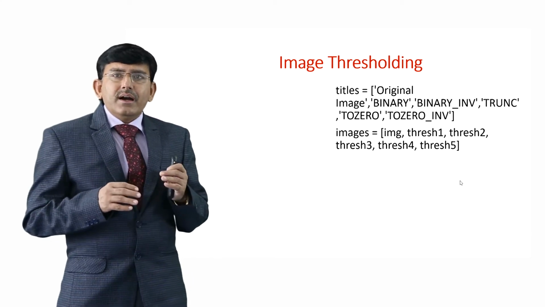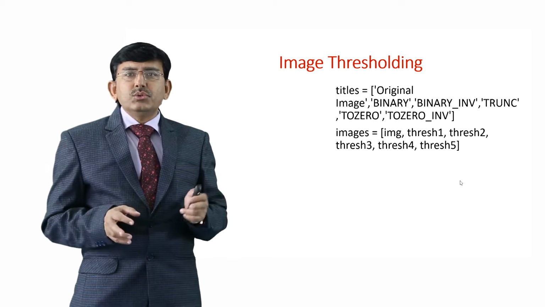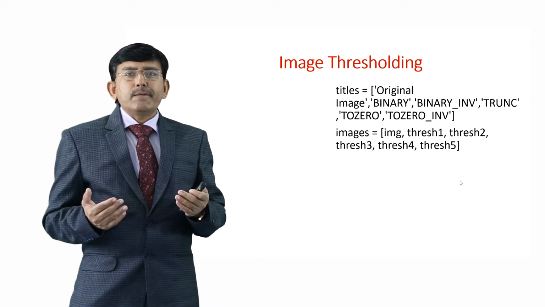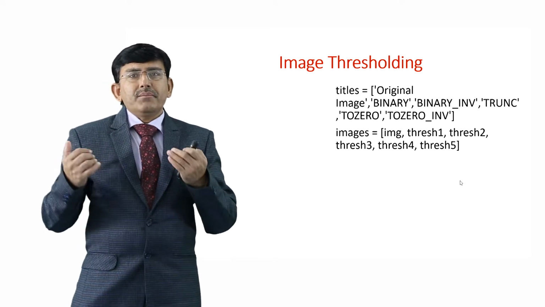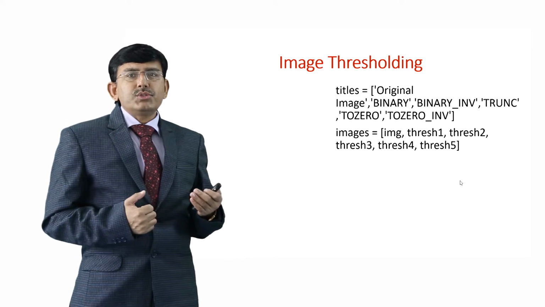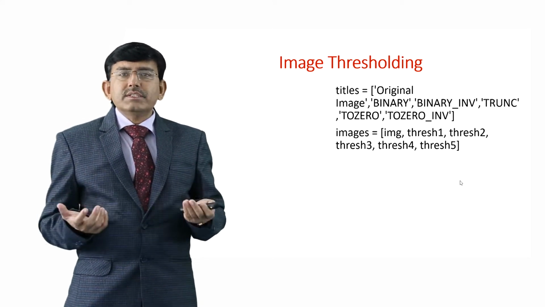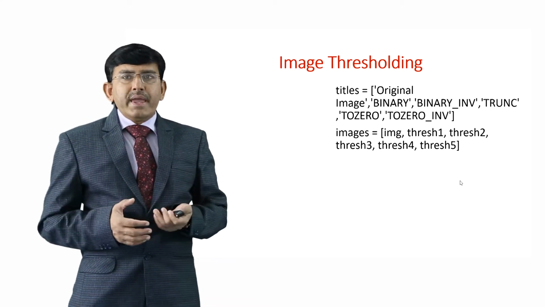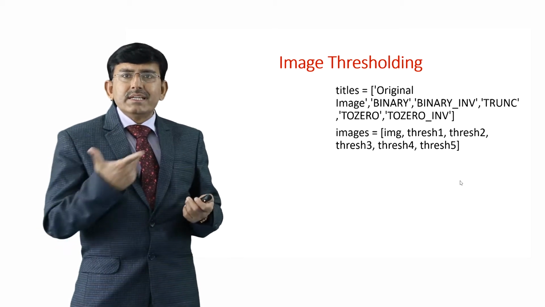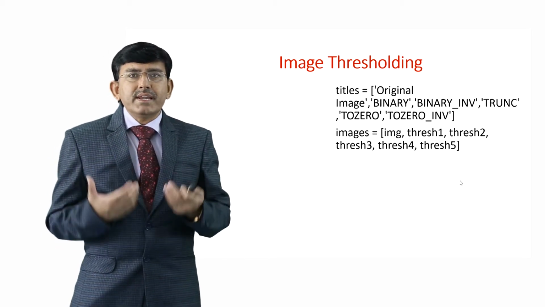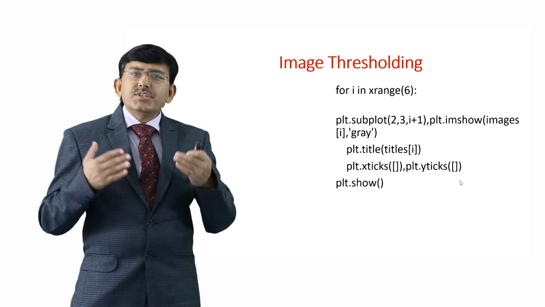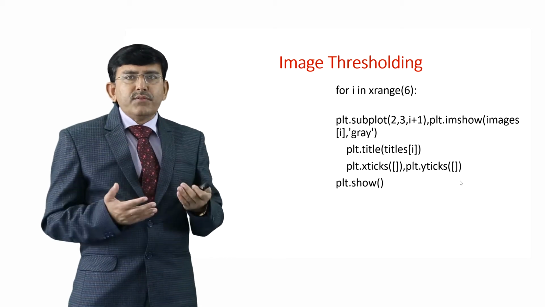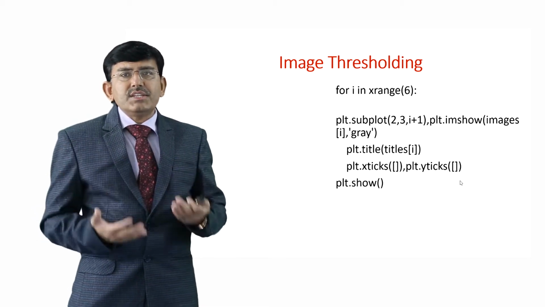Now here we will assign some titles to the output variables. So titles is equal to original image, binary, binary inverse, trunc, to 0 inverse, and so on. Then we take their respective thresholds, and store all of them as a list in the images variable, which will be an array. Then use an iterative variable i using a for loop, which runs from 0 to the range.